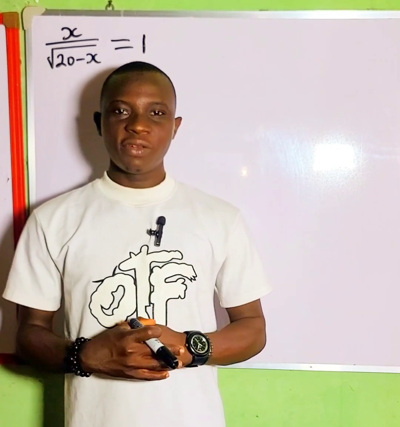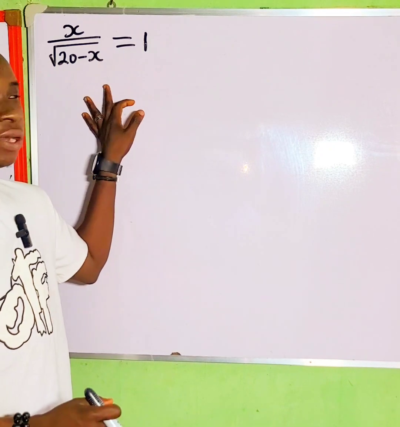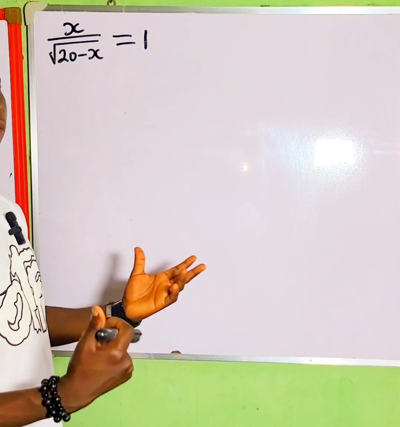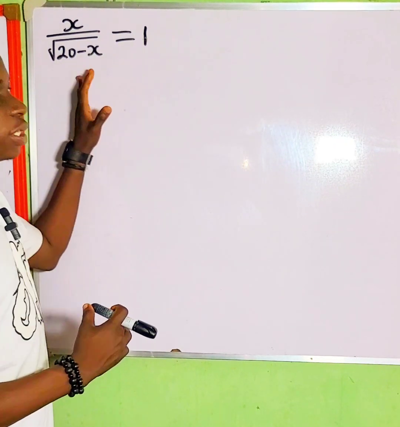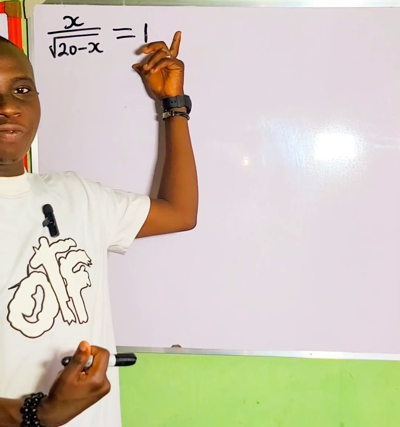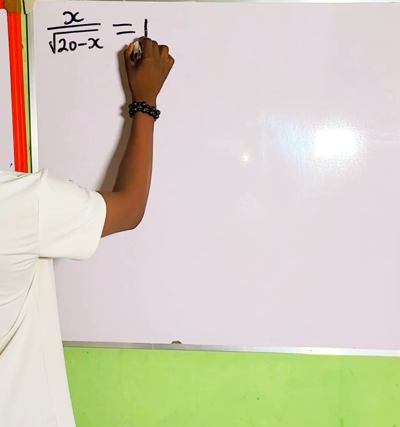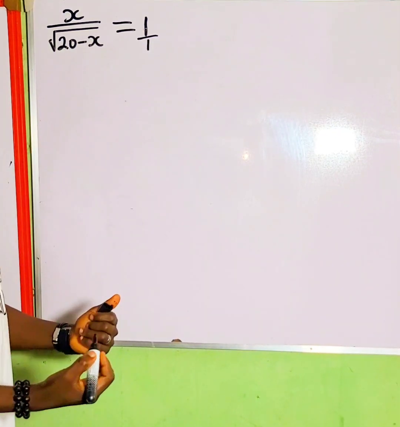We're going to solve for the value of x from this equation. We are given that x over the square root of 20 minus x is equal to 1. To solve for the value of x, the first thing we need to do is to convert the right hand side to be in fraction form for easy cross multiplication. So this one can also be written as 1 over 1, which is the same as 1, right?